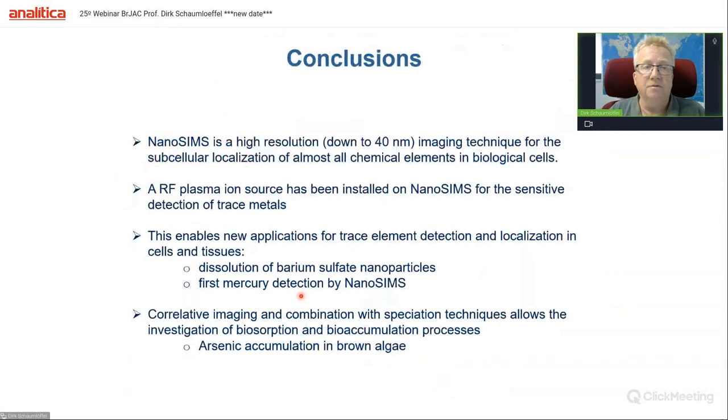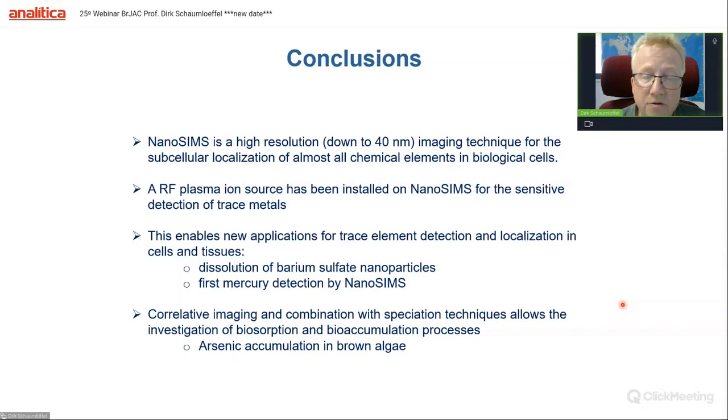So, coming to my conclusions. NanoSIMS is a high resolution technique, down to 40 nanometers, for subcellular localization of almost all chemical elements in biological cells, but with different sensitivities. The new radiofrequency plasma oxygen ion source has been installed on the NanoSIMS for sensitive detection of trace metals. This enables new applications for trace element detection and localization in cells and tissue. This included the dissolution of barium sulfate nanoparticles and the first mercury detection by NanoSIMS.